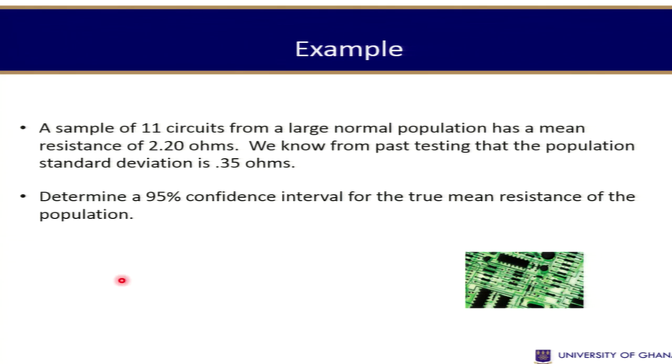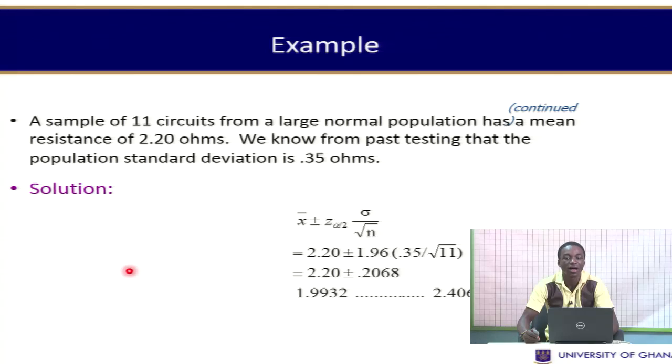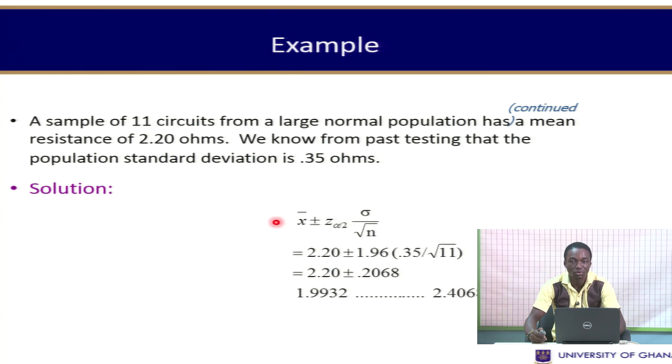We take an example. A sample of 11 circuits from a large normal population has a mean resistance of 2.2 ohms, and we know from past testing that the population standard deviation is 0.35 ohms. Determine a 95% confidence interval for the true mean resistance of the population. So, we have that our confidence interval is given as the sample mean plus or minus z alpha over 2 times our standard error. We have our mean resistance being equal to 2.20, then plus or minus, and because we are drawing a 95% confidence interval, our z alpha over 2 value is 1.96, then we have our standard error, which is 0.35 over the square root of 11.